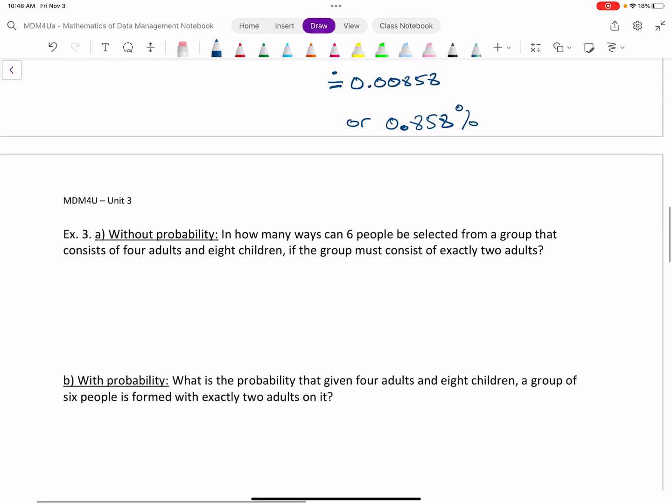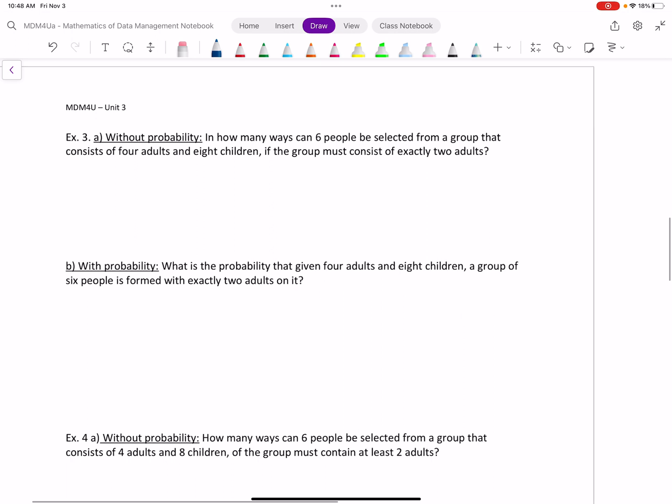So let's take a look at a couple other examples. It says, without probability again, how many ways can 6 people be selected from a group that consists of 4 adults and 8 children if the group must consist of exactly 2 adults? I think we have this exact question. You can probably try these without watching at this point, then check your answer. But if you need some guidance, you can continue to watch. So again, we've got a group. The order doesn't matter, so no order. 4 adults and 8 children, and we want exactly 2 adults.